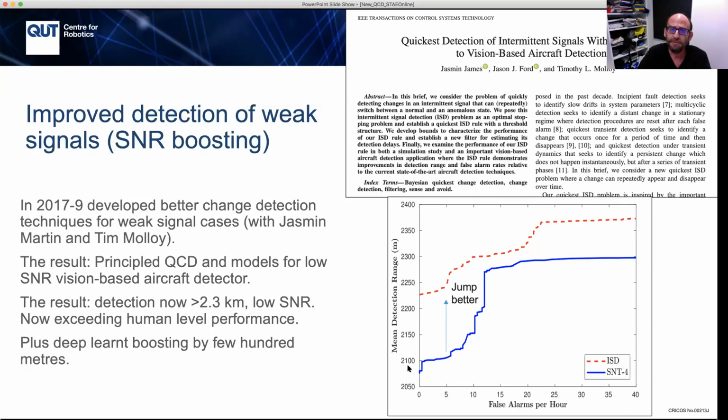And although we were only really interested in operating the system down here, because if it kept on throwing too many false alarms, the human user is just going to turn it off, right? We do characterise this whole curve here.